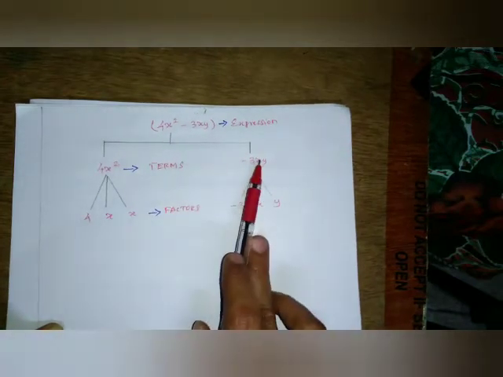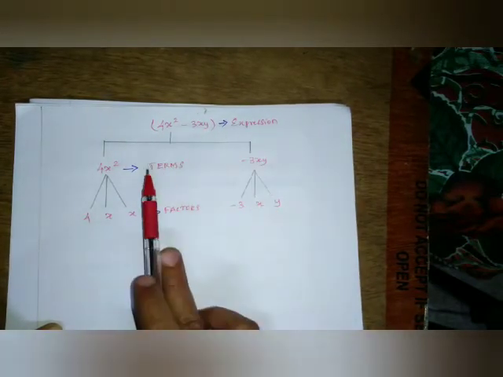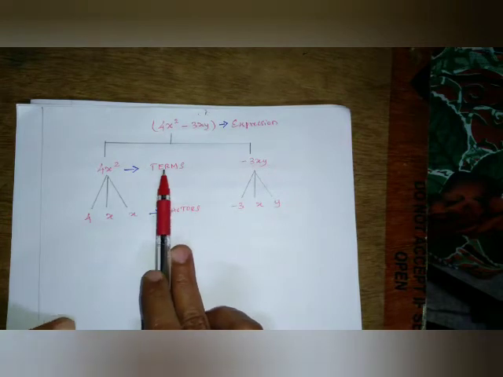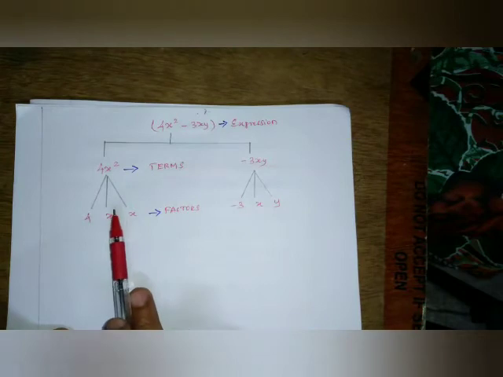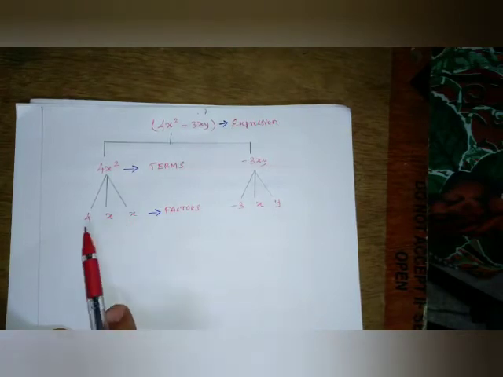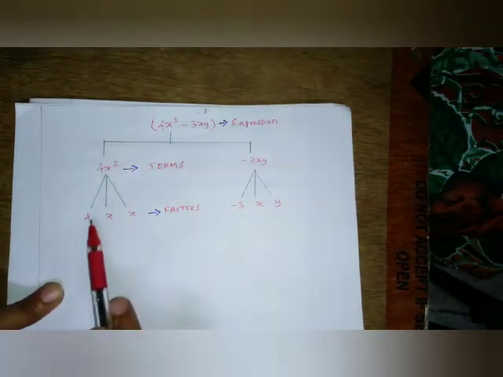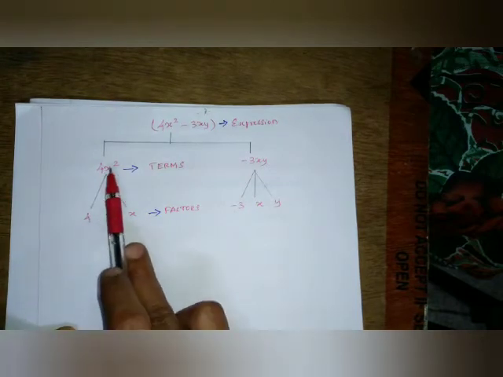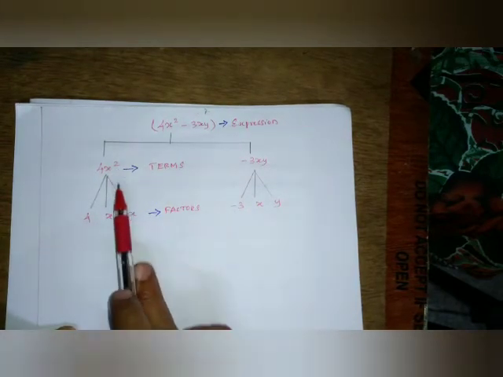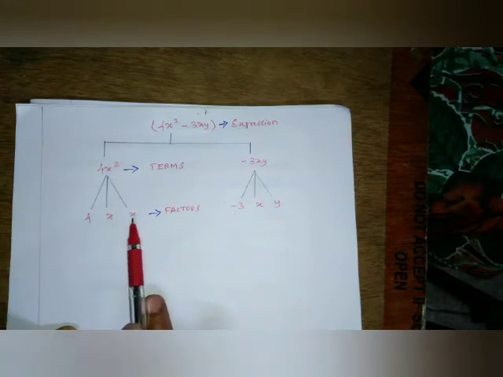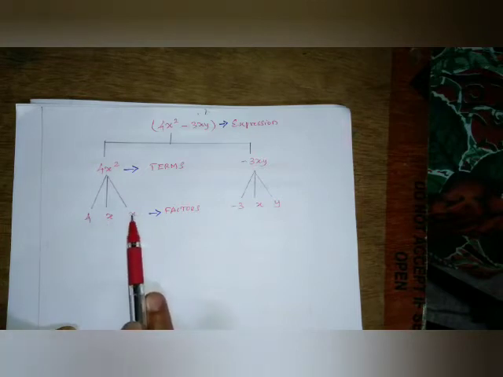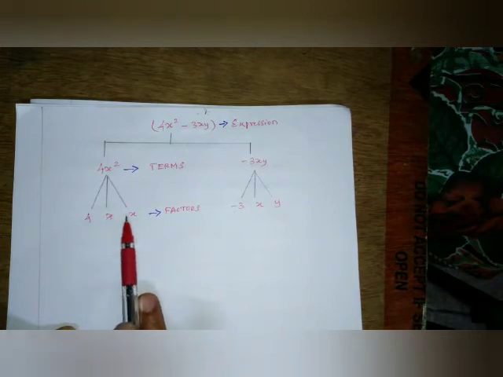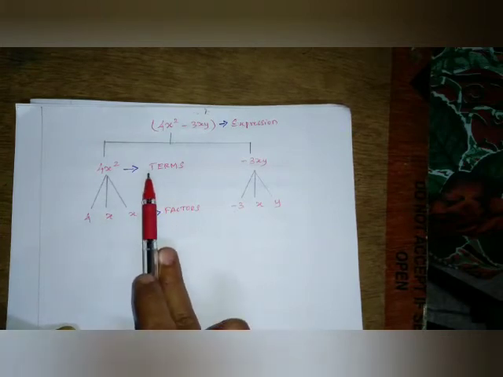We are separating the terms in the expression. In this term we have the factors. What do factors mean? In this term we have the combining of 4. This x squared we can write as multiplying x into x. So we write x into x separately. So 4, x and x are the factors of this term.